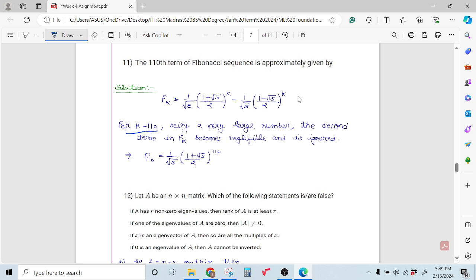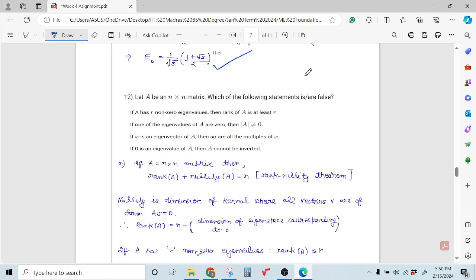For the 110th term being a very large number, we can ignore the second term. The second term in Fk becomes negligible and is ignored. It is a very small value, approximately 0 for large values of k, and we can ignore this term. So for the 110th term, 1 by root 5 times (1 plus root 5 by 2) to the power 110. So the final answer is this. Let us solve the 12th problem.